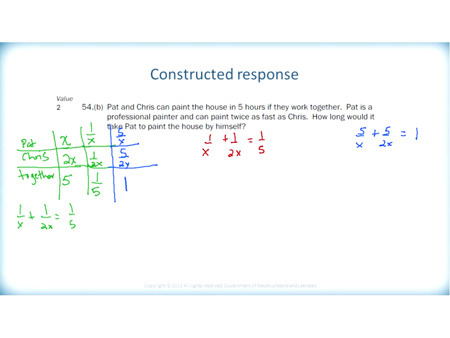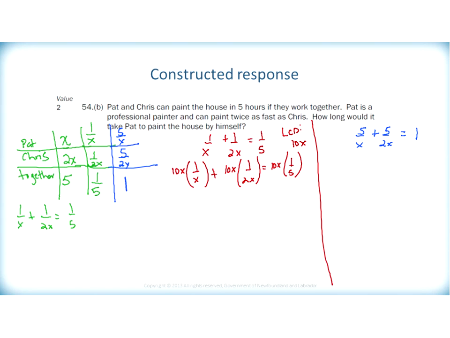And so we have to determine the LCD. The LCD in this case would be 10X. If I multiply X by 10, I'll get 10X. If I multiply 2X by 5, I'll get 10X. And if I multiply 5 by 2X, I'll get 10X. So now I'll multiply every term in the equation by the lowest common denominator. So that'd be 10X times 1 over X plus 10X times 1 over 2X equals 10X times 1/5.